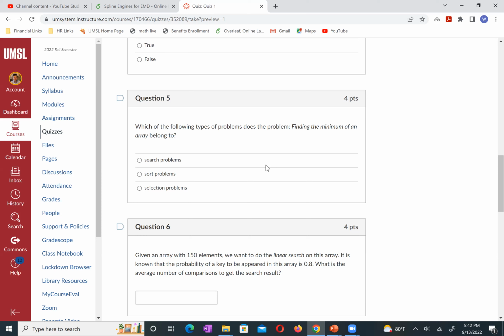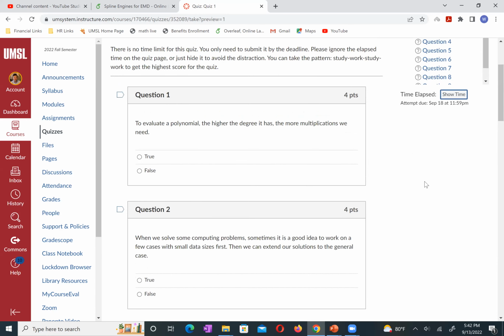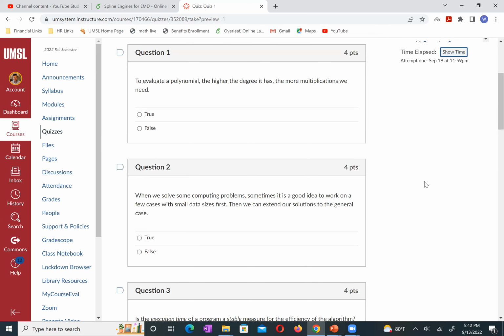Is it a search problem? Is it a sort problem? Is it a selection problem? If you have the answers for those three questions, you can get this one. One of the three types. All right, any other questions? You can ask in this chance.